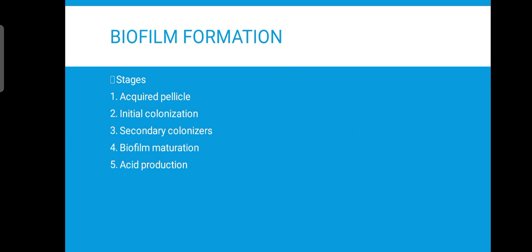Now what are the stages? So the first stage to the formation of caries is biofilm formation. How does biofilm formation occur? These are the stages: acquired pellicle, initial colonization, secondary colonizers, biofilm maturation, and acid production.